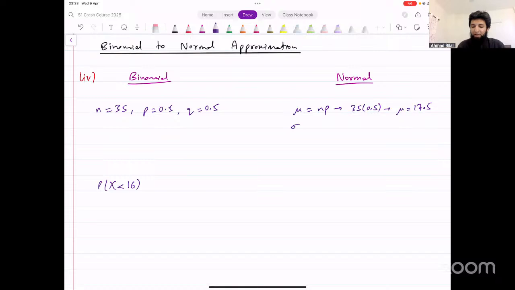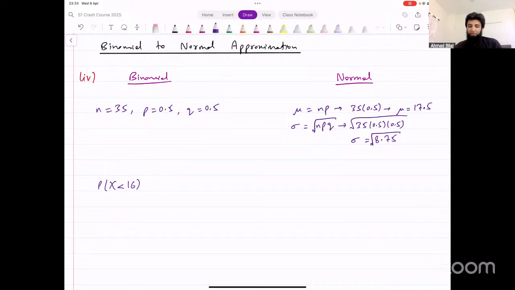Okay, what about standard deviation? Standard deviation is going to be given by square root of npq. Do not forget the square root. Without the square root, that would be variance. With the square root, this is standard deviation. So we have 35 into 0.5 into 0.5, and square root of that. Standard deviation will turn out to be square root of 8.75. You can just leave it like this. That's the standard deviation.